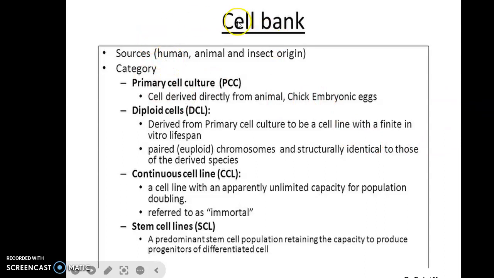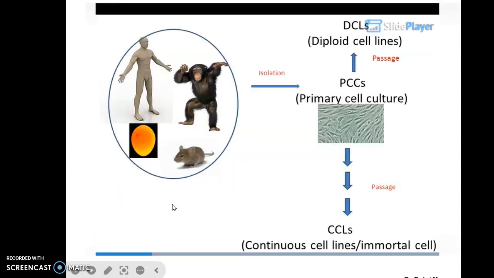There are different sources for the cell banks. These sources could be of human origin, animal origin, or insect origin. And there are different categories of cell banks. First is the primary cell culture, then diploid cell culture, continuous cell lines, and stem cell lines.